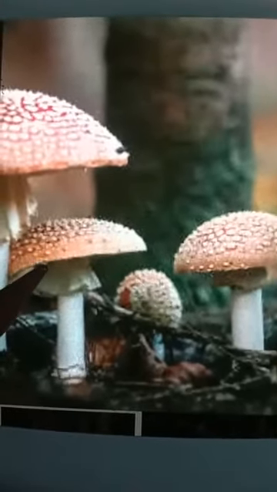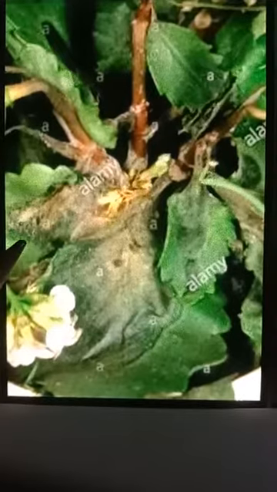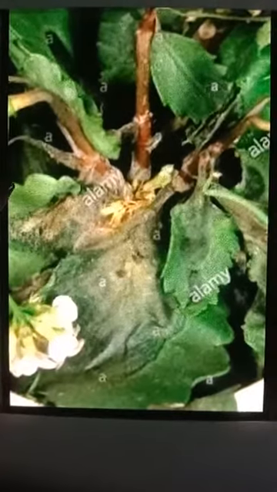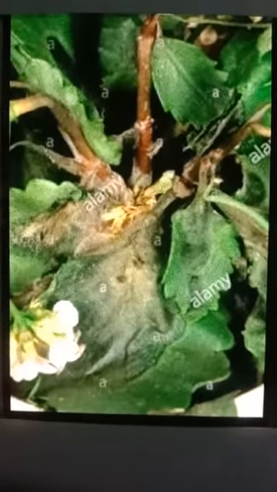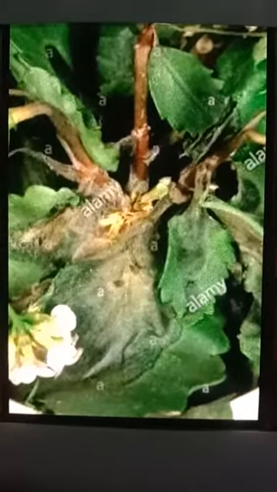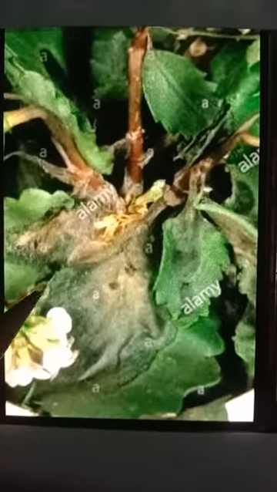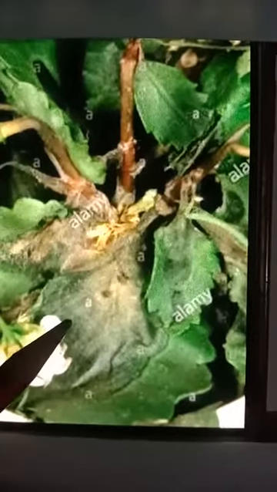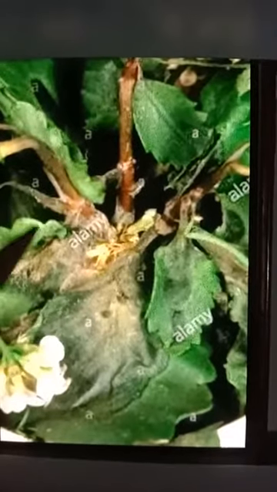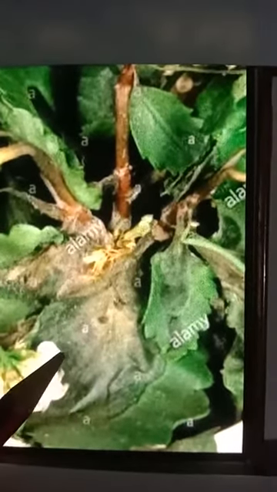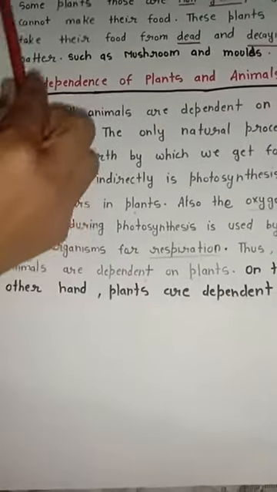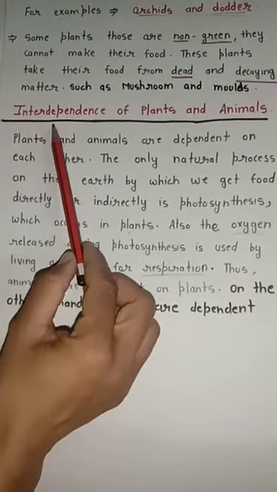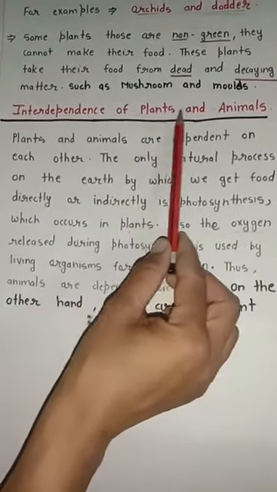Now let's see the next one, which is mold. It is a mold plant. It also comes under non-green plants, and non-green plants are not able to prepare their food. They get food from the soil and from dead or decaying matter. So we have read here about mushroom plants and mold plants. They are non-green plants and they cannot prepare their food. Now, after reading about parasitic plants and non-green plants, it is time to read about the interdependence of plants and animals.